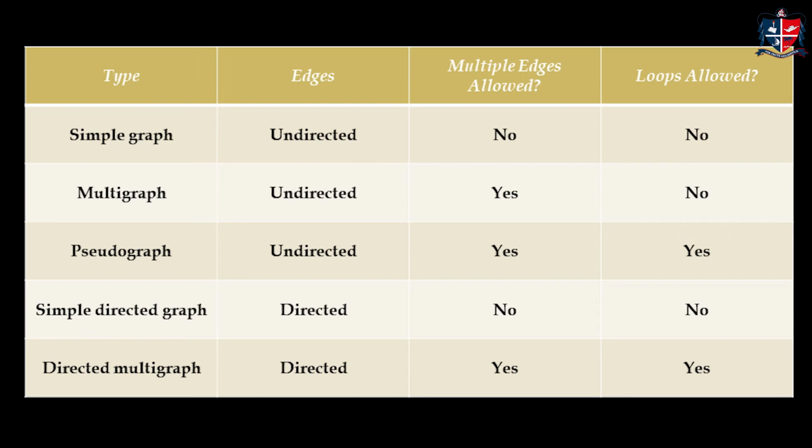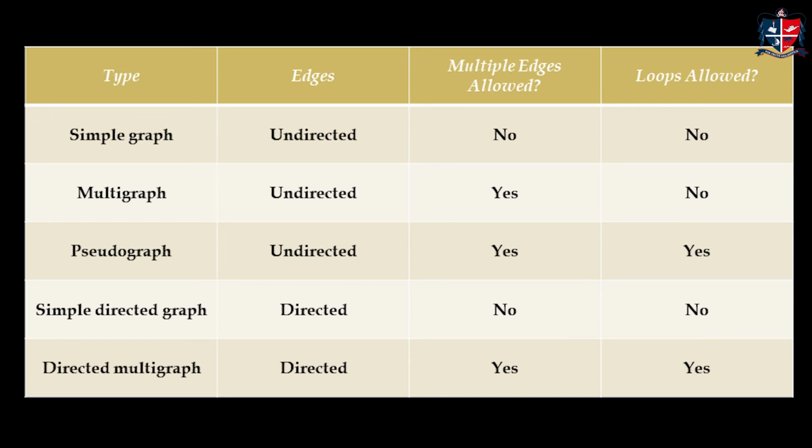The next one is the multigraph. A multigraph is undirected, but it has multiple edges but no loops. Loops come in the case of a pseudograph. So a pseudograph is undirected, but it has multiple edges as well as loops. This means it can have multiple edges, but it should definitely have loops. Only then does it become a pseudograph.